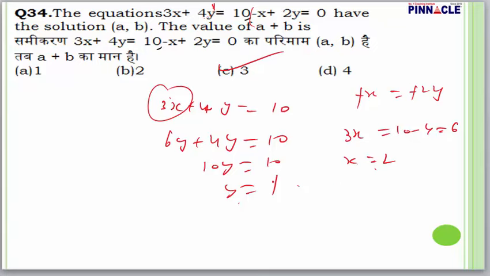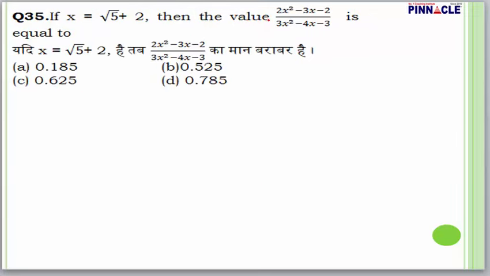We have found x is equal to 2, y is equal to 1 by putting in the value from this expression. Question number 35. If x is given, x is equal to root this, and then we have to find the value of this expression. Now see from this, if I divide it by x, let's say 2x, x square divided by x, that is x minus 2 by x.